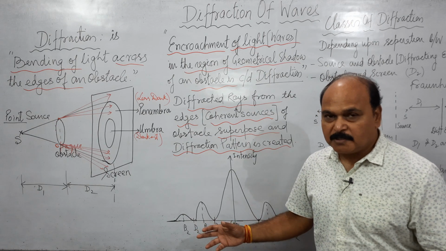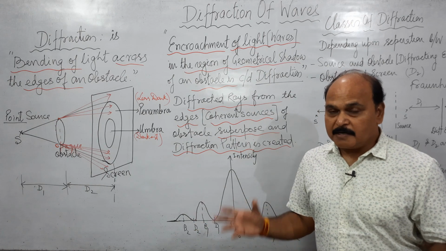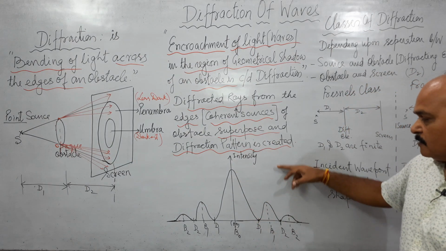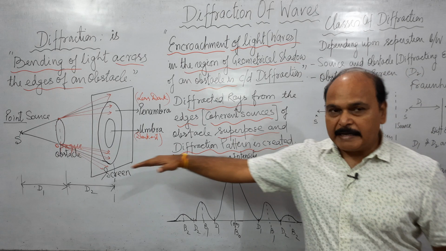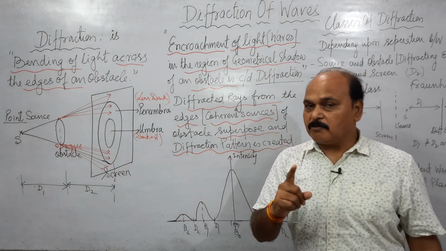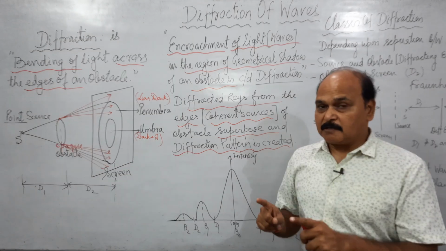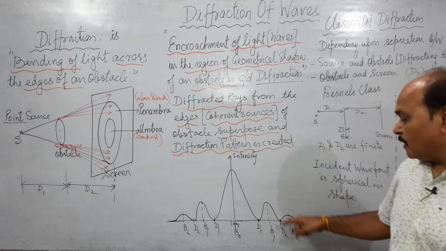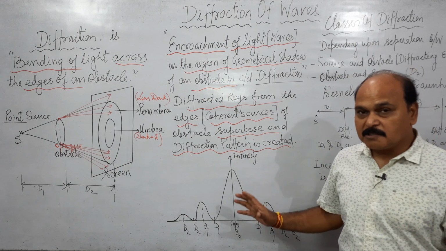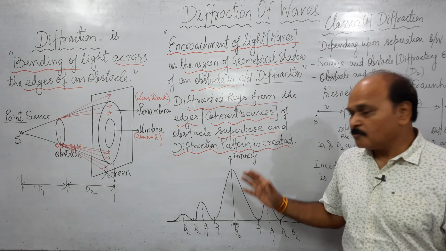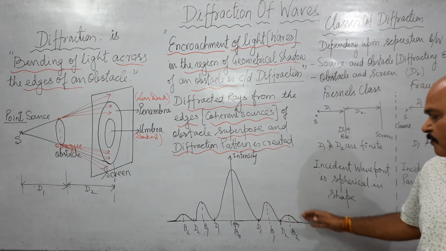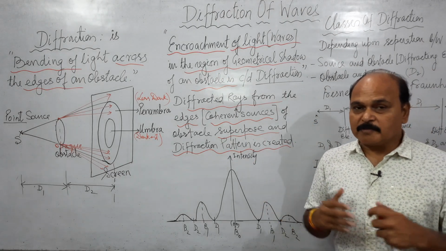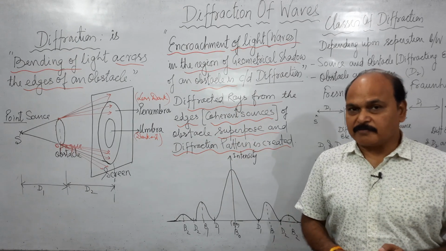So what is the difference between interference and diffraction pattern? In interference pattern, all maximas are equally bright. All these maximas are of equal intensity, and all minimas are equally dark. But in diffraction pattern, central maxima is brightest, and the intensity of higher order maximas decreases very rapidly to 0. Also, the number of higher order maximas is very limited, but there is no limit to the number of maximas in case of interference.